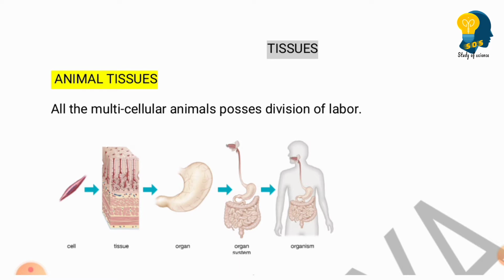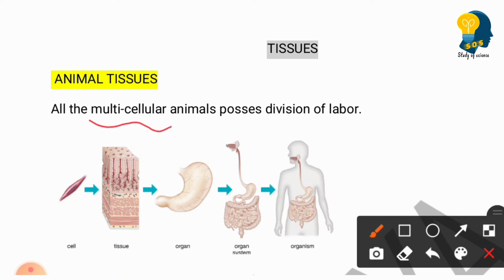Clear? So as I mentioned in the introduction of the lesson, multicellularity introduced the division of labor. Please understand, multicellularity in animals introduces the division of labor. Then what is meant by multicellular? When I say multicellular, it means the organisms which are made up of many cells. If they are made up of many cells, we call such organisms multicellular organisms.